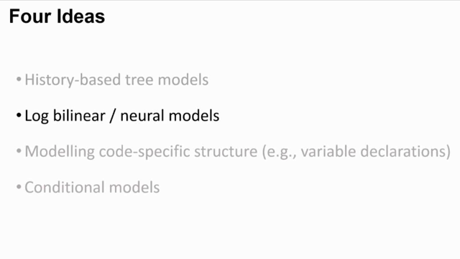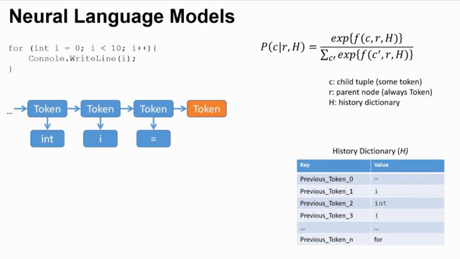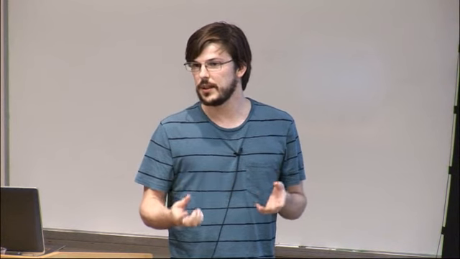OK, so now let's add in this neural component or this log bilinear component. To get here, let's take what I've told you just now and forget about the tree stuff, and let's just go back to modeling sequences. So let's think about what a log bilinear n-gram model would look like.